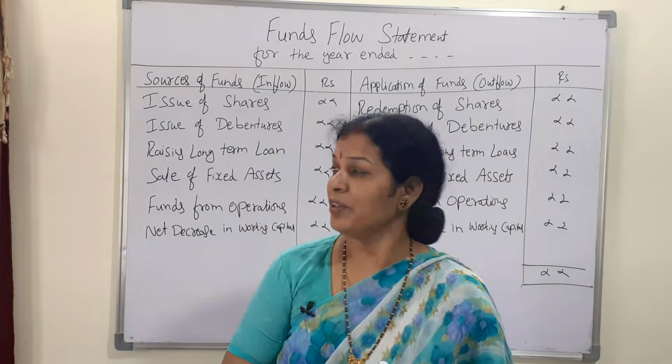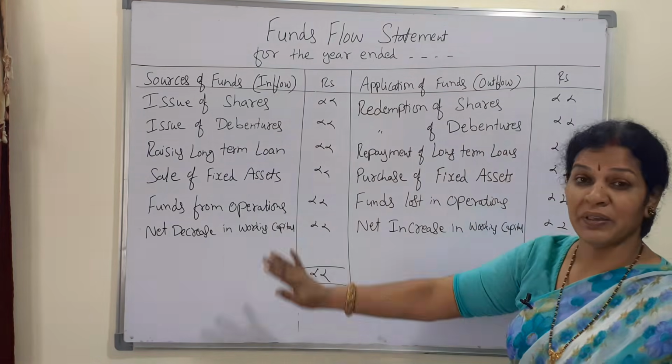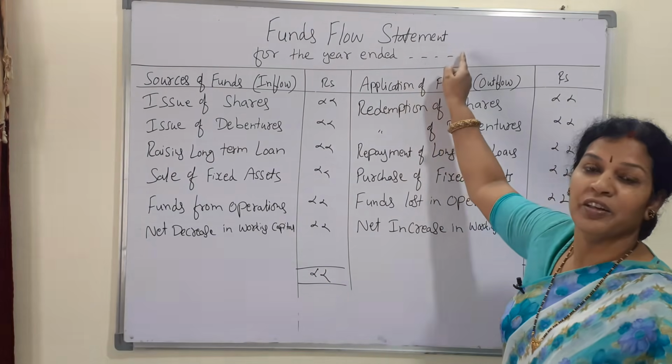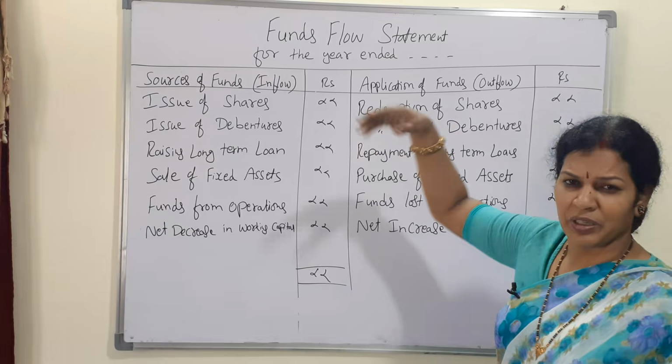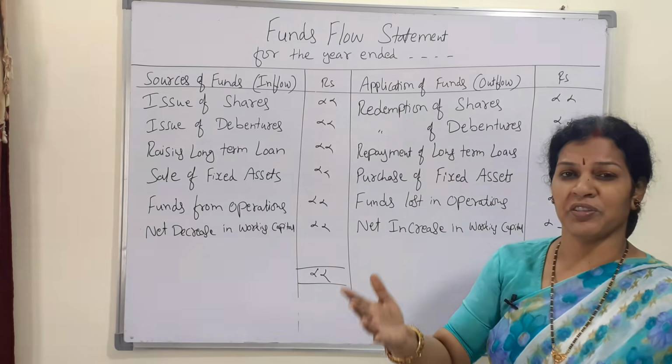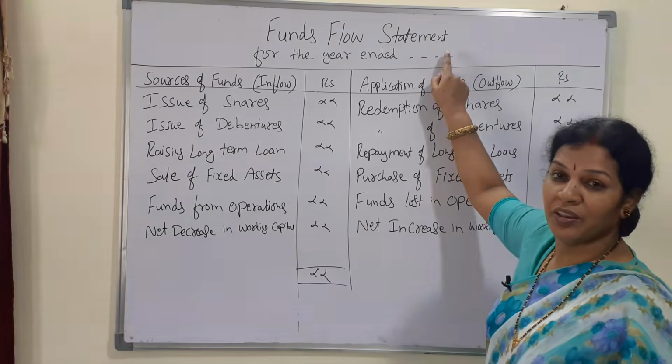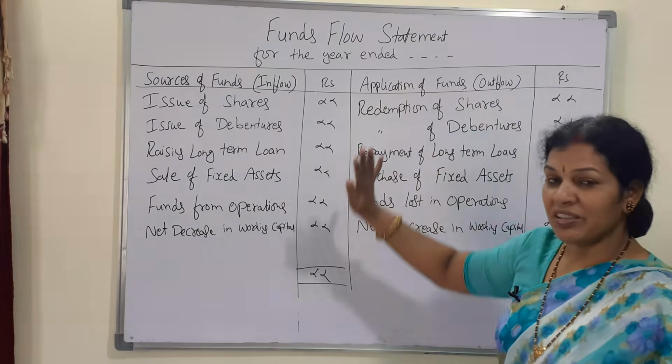So the proforma I'll tell you here. This is the proforma what we have written here. Fund flow statement for the year ended 31st December, any year, whatever is given, 31st March or 31st December, you will write that. Fund flow statement for the year ended so and so date. Now what is this fund flow statement?